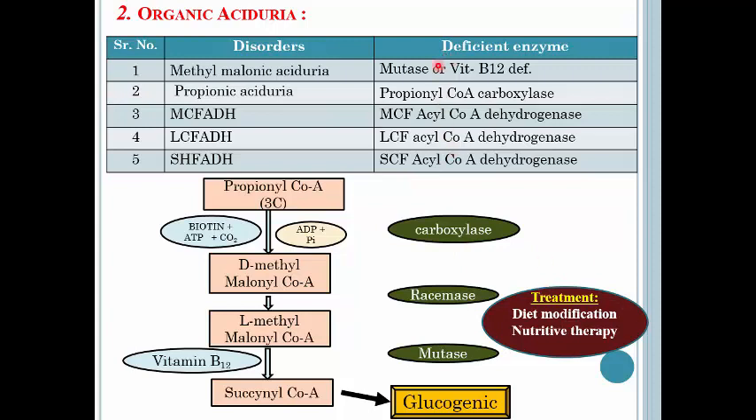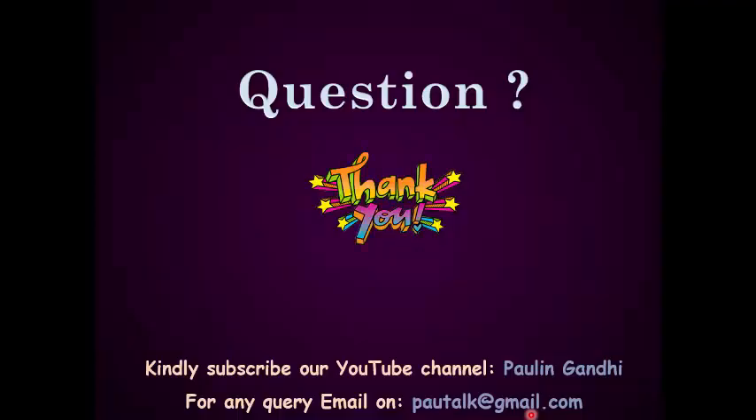The treatment for that: if you are suffering from a genetic abnormality, you have to do diet modification. That particular type of fatty acid must be avoided in the diet. If you are nutritionally deficient, for example deficient in biotin or vitamin B12, you can give nutritive supplements and thereby you can correct the organic aciduria. So this is all about the beta oxidation of saturated fatty acid, that is even chain and also odd chain. Okay, so hope you understand it very easily.